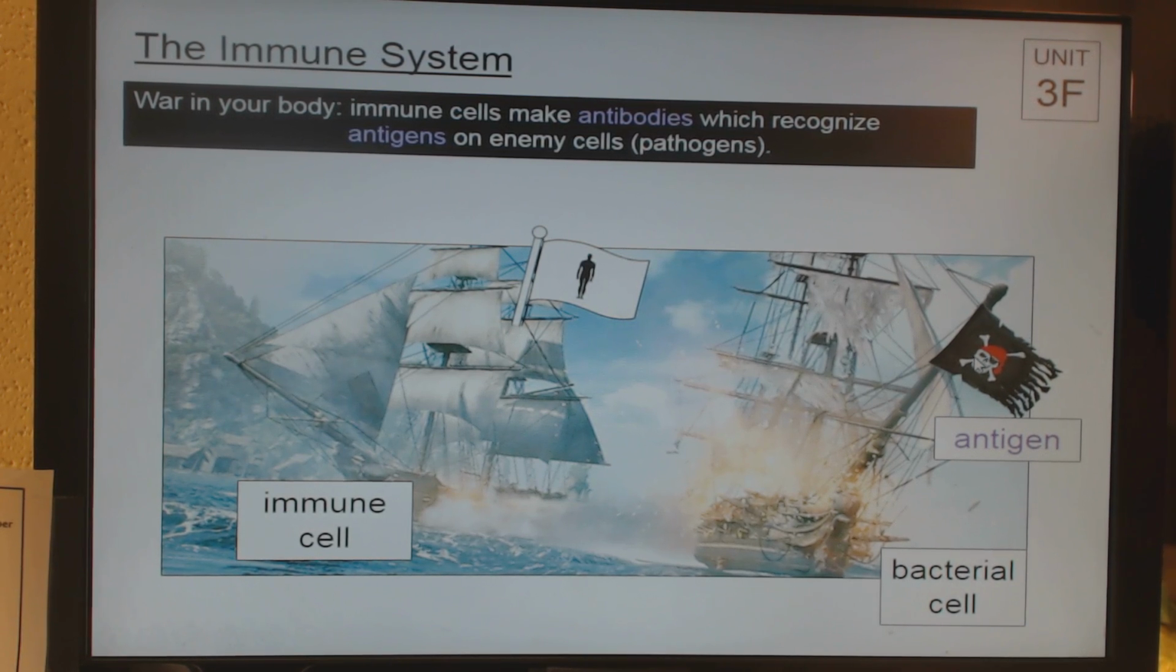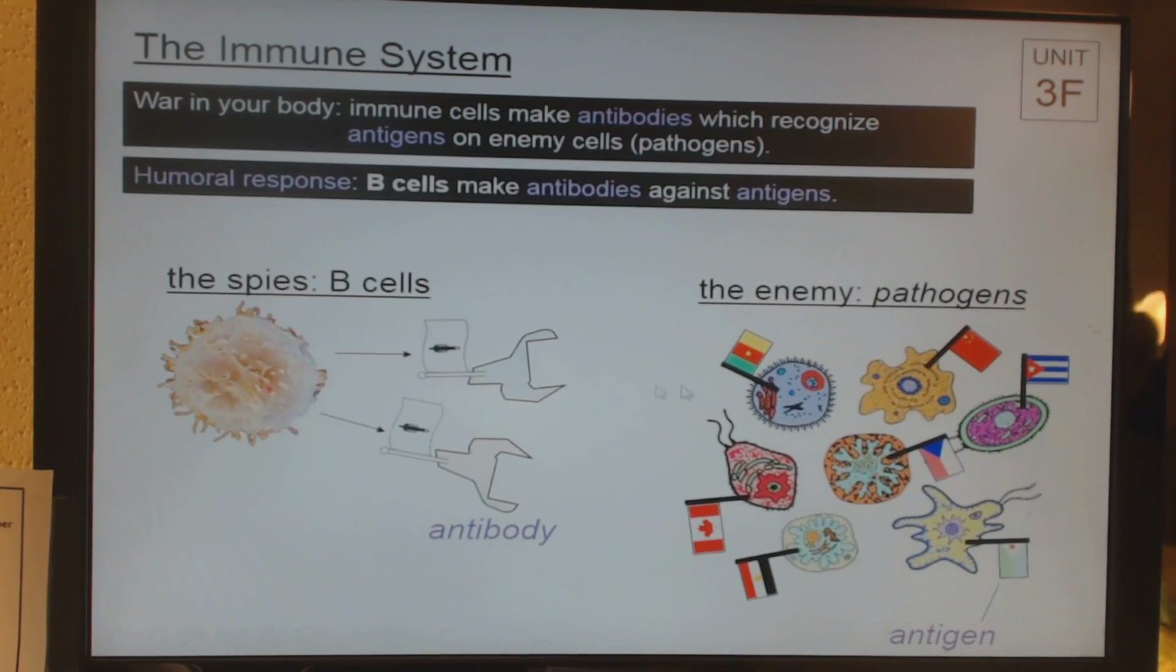A specific bacterium from a specific bacterial species, or a specific virus, or a specific fungus, or a specific anything that shouldn't be in your body, including specific human blood cells that are of the wrong blood type, have antigens on them. And we raise antibodies to recognize those antigens so we can know what to destroy. So specifically, an antigen is like a flag on different types of pathogens.